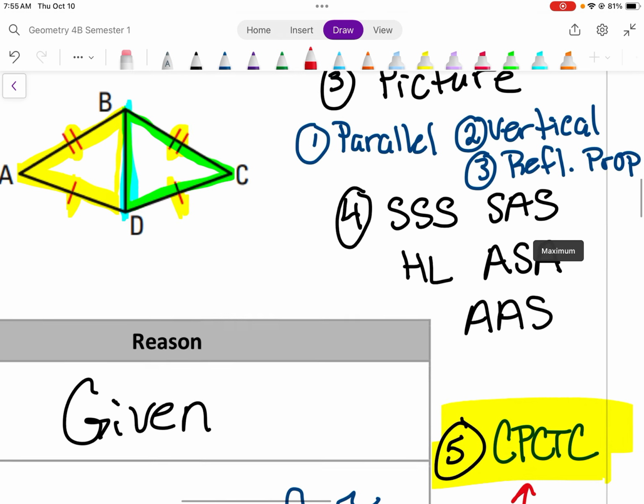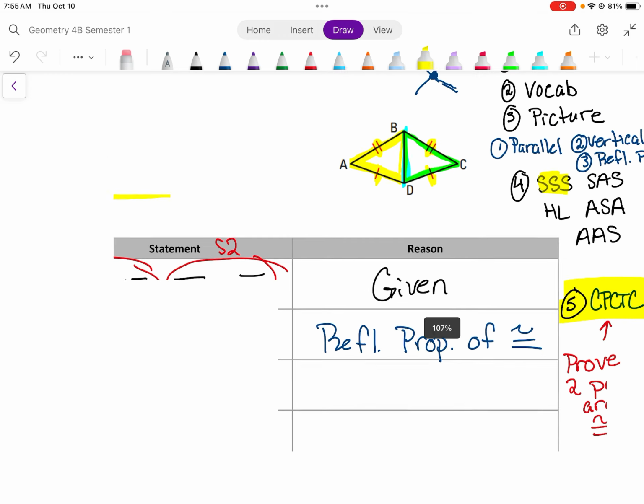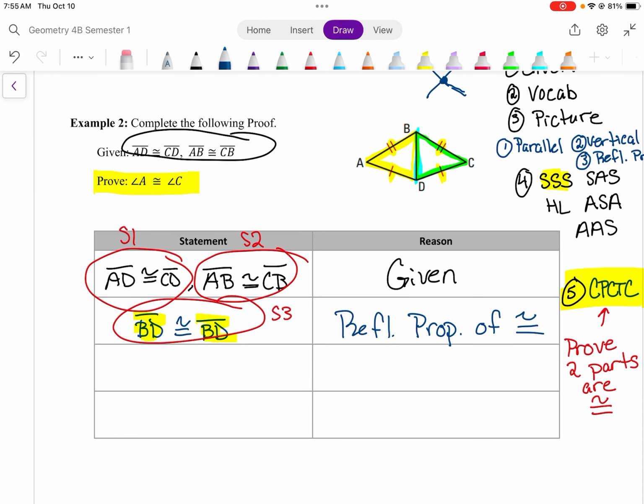So looking at our 5 shortcuts, the only one that uses SSS or side, side, side is that first option that we went over. Once we know that, we can say our triangles are congruent. Now, they do not give us the name of the triangles in our proof statement, so we are in charge of naming them. So you have to make sure you're following the corresponding parts.